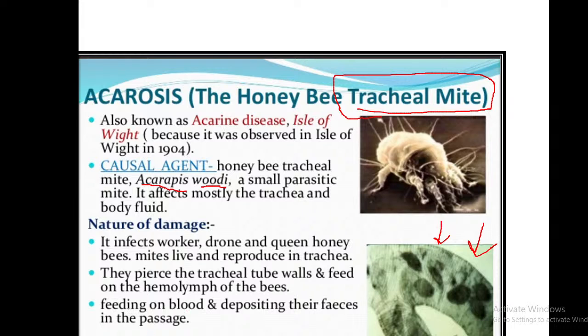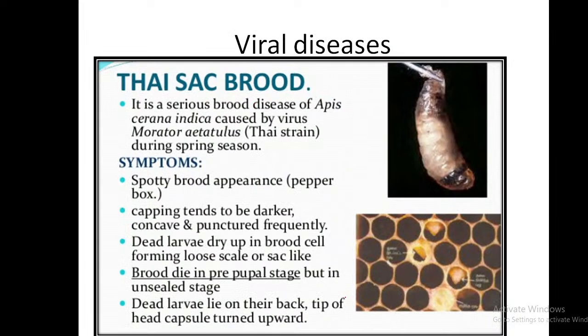They pierce the tracheal tube walls and feed on the hemolymph, and they will deposit their feces in the passage. Because they are inside, they will deposit the feces there and that will cause infection. The stage of infection is the adult. That is the tracheal mite.